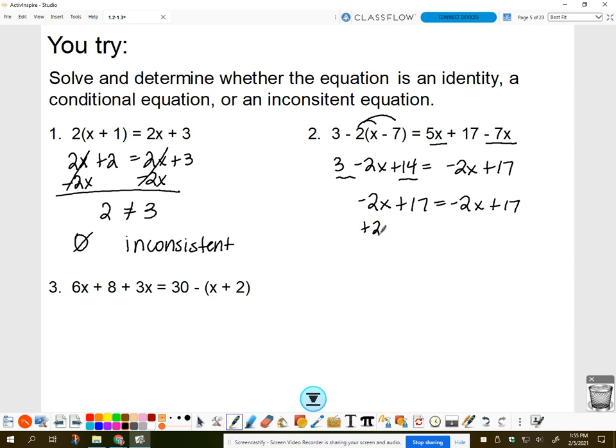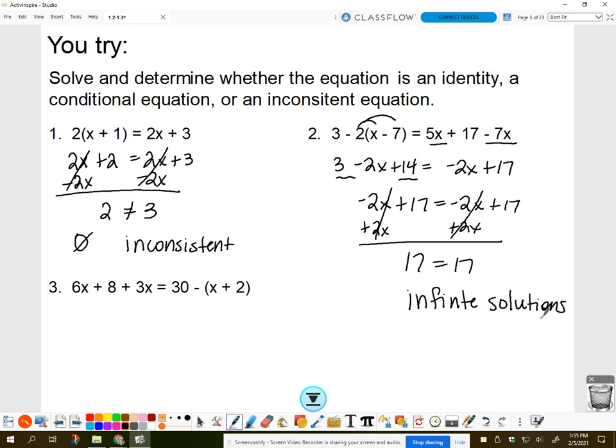But if not, if you add 2x to both sides to try to get the variables on the same side, those go away. 17 is equal to 17. That's true. So you have infinite solutions, which makes it an identity.